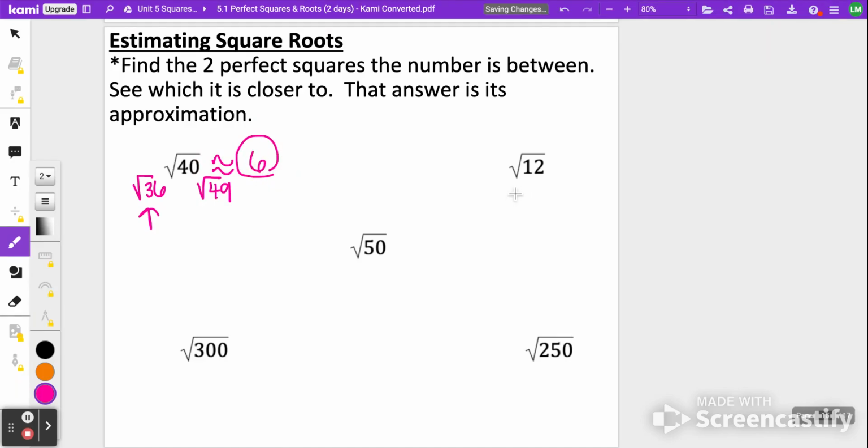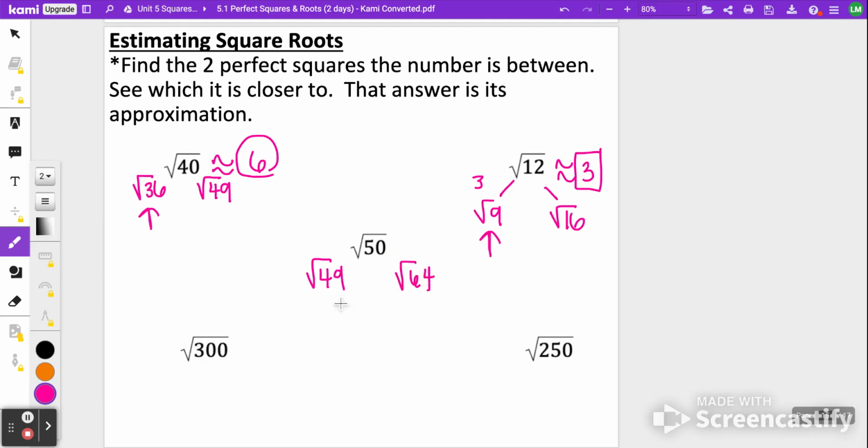Let's try the square root of 12. The square root of 12 is in between the two perfect squares of 9 and 16. 9 is 3 away from 12, 16 is 4 away from 12, so we're going to say that this one is closer. So the square root of 9 is 3, so my approximation would be about 3. And notice I'm using the approximation equivalent sign, not necessarily a true equal sign. The square root of 50 is closest to the square root of 49, and the square root of 64. 50 is closest to 49, so the square root of 50 is approximately 7.